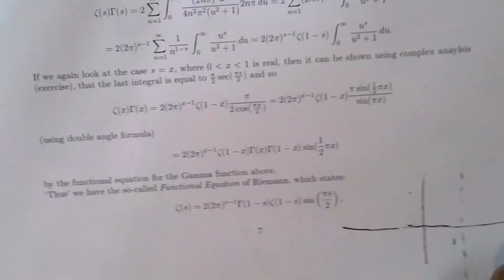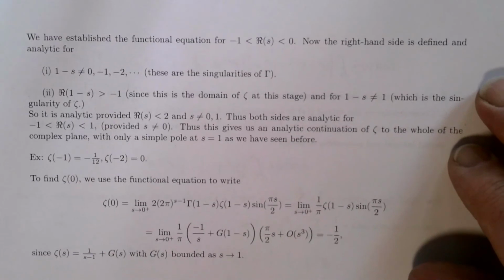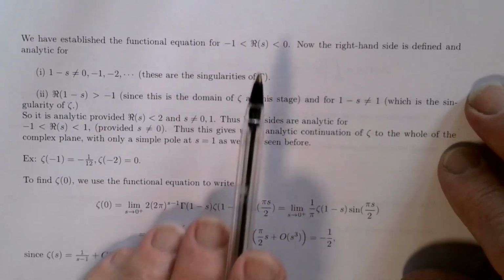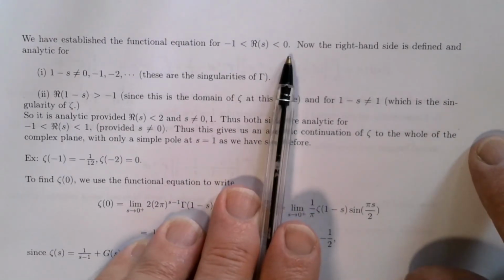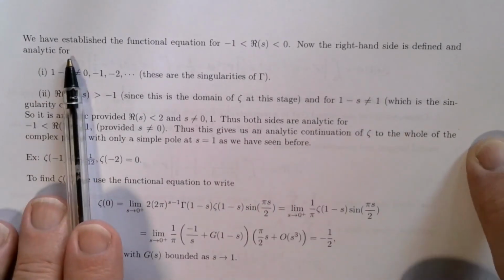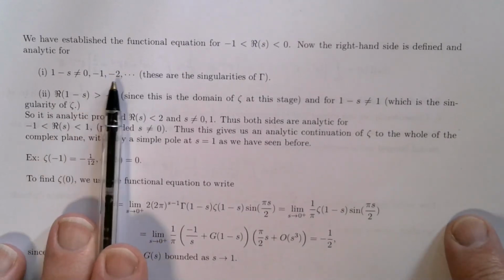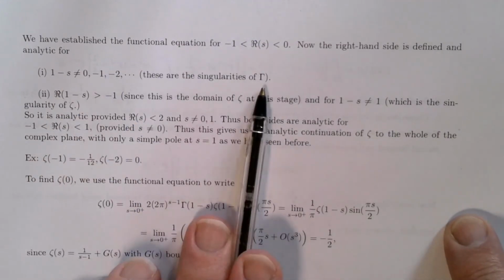So there are a couple of points to note here. We've established the functional equation for minus 1 less than real part of s less than 0. Now the right hand side is defined and analytic provided 1 minus s is not 0, minus 1, minus 2, and so on, because these are the singularities of the gamma function.